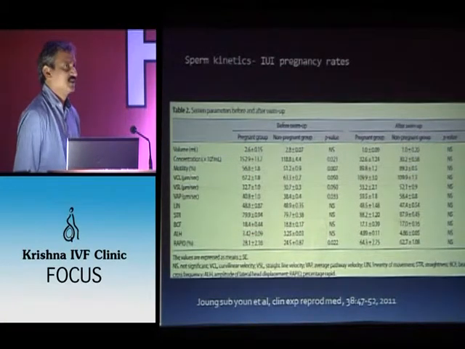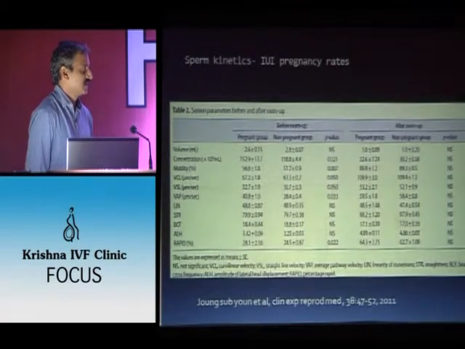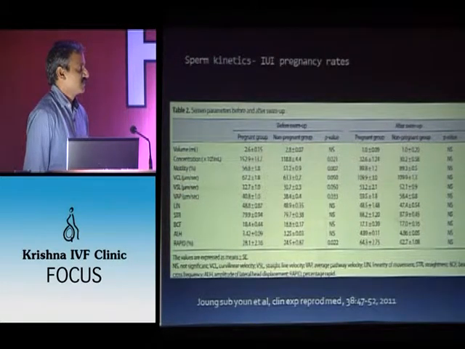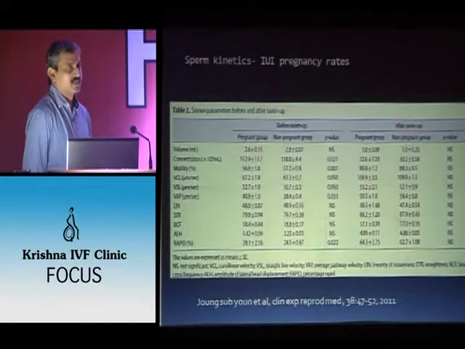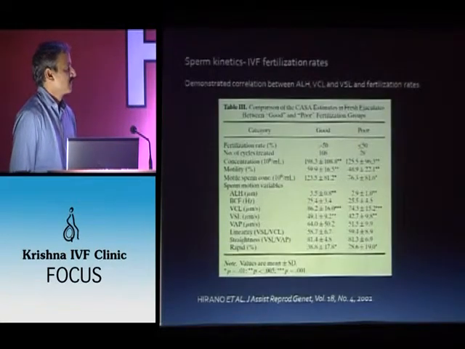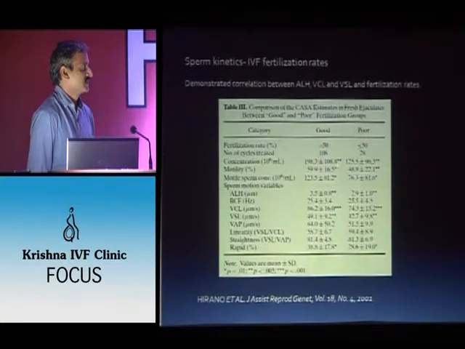So the question now is whether these CASA parameters really correlate with the outcome. We searched the literature and found that recently in 2011, Yoon et al. found some of the kinetic parameters really correlating with the pregnant groups. VCL, VSL and average path velocity are significantly more compared to the non-pregnant group in raw samples. So these can act as predictors. In the year 2001 itself, Hirano et al. found in classical IVF patients more than 50% fertilization when the VCL, VSL, ALH is significantly more compared to the poor fertilization group.